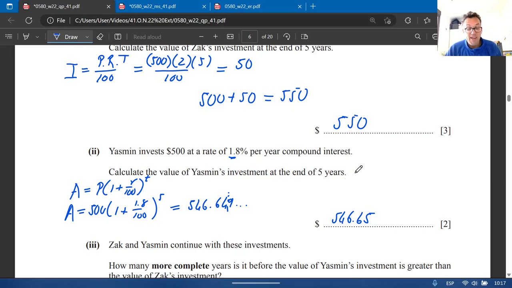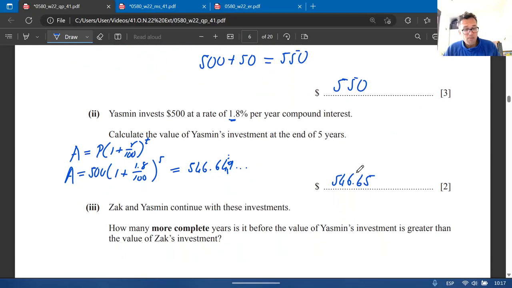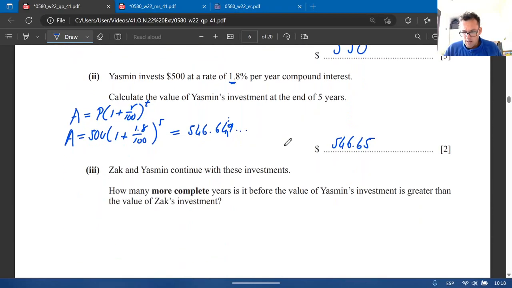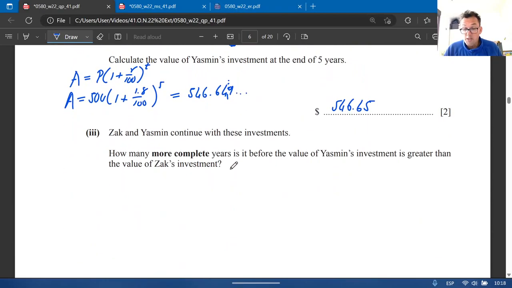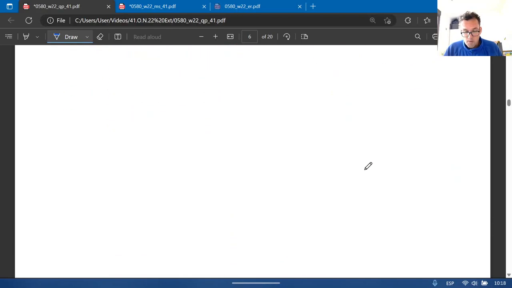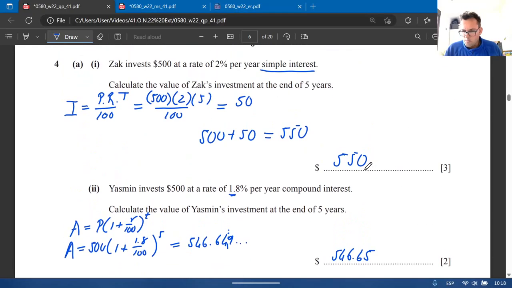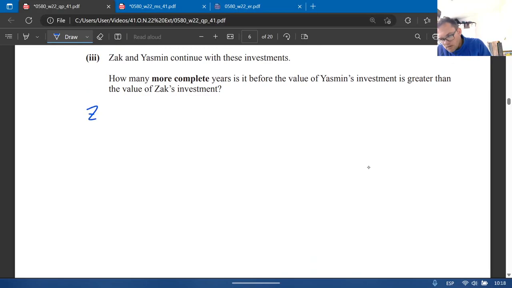Okay. So the interest here is $46.65, but they asked for the total value. So she made a little bit less money because the interest rate was 0.2% less. But being compound interest, it would eventually surpass Zach's simple interest investment. And they want to know how many more complete years, in bold, before we surpass. Three marks. So what's going to happen? Well, we can start with Zach over there, because he's got simple interest.